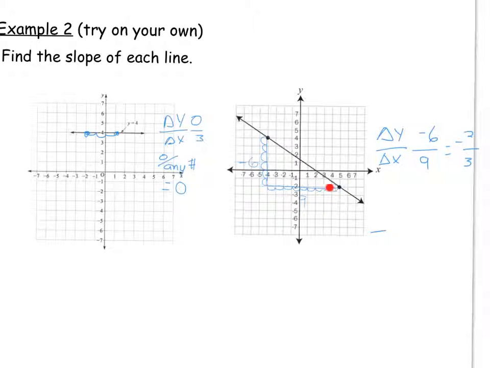All right, next. Here I drew in my triangle, and if you had it like this, that would be fine too. Some people like going on the top. I went like this because I wanted to start at this point, so I had to go down 6. Down means negative, so I went down 6 and over 9. My change in y is negative 6, my change in x is 9, and then I simplified to negative 2/3.